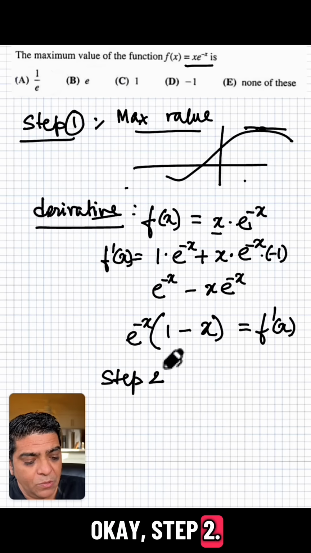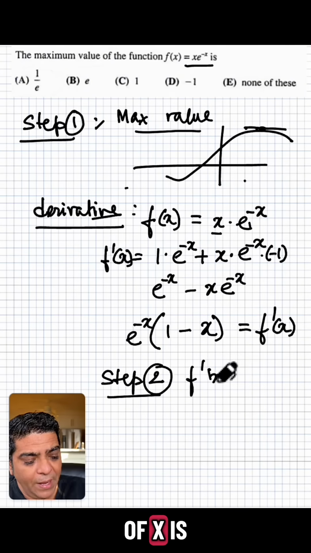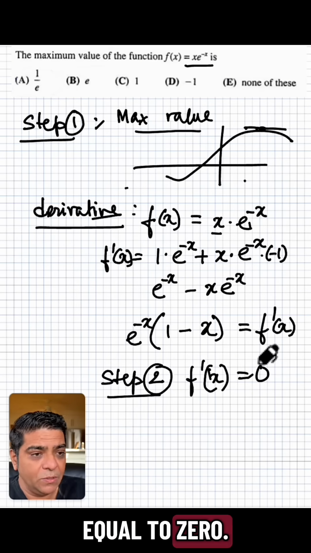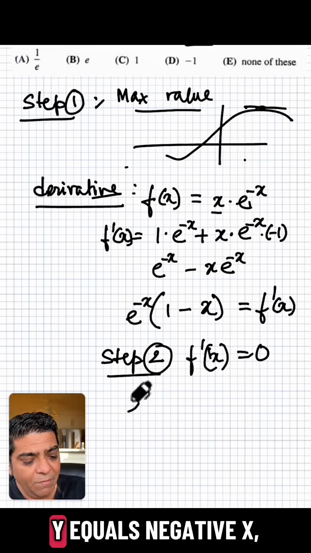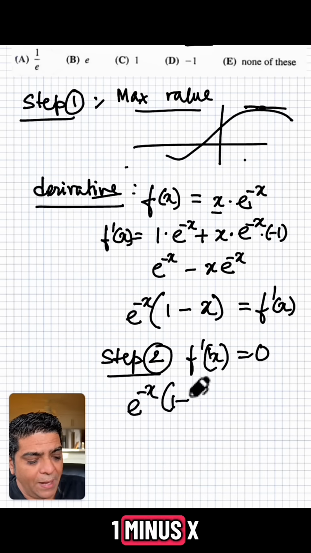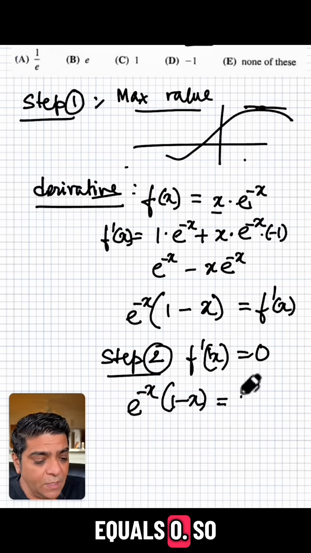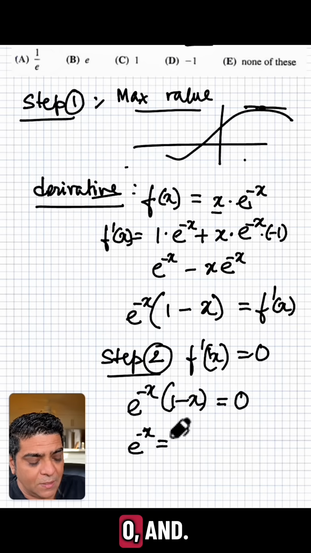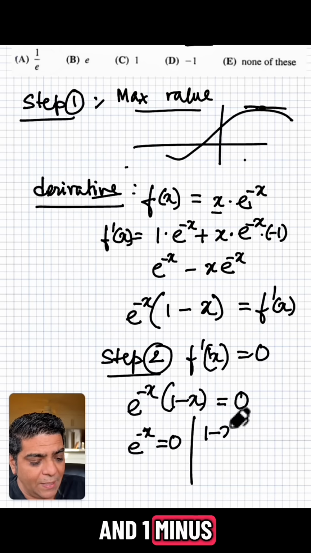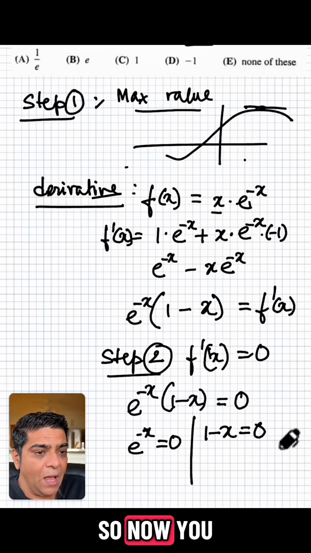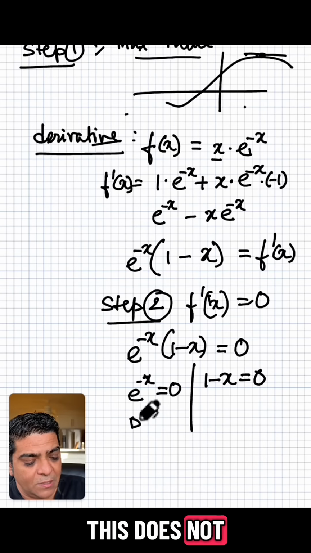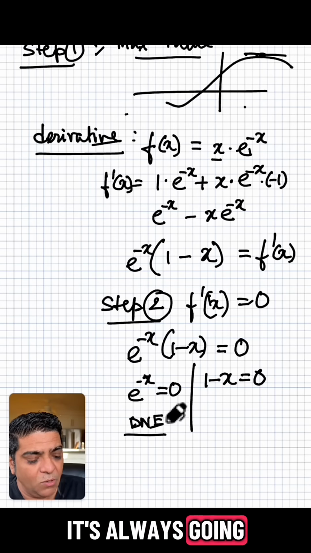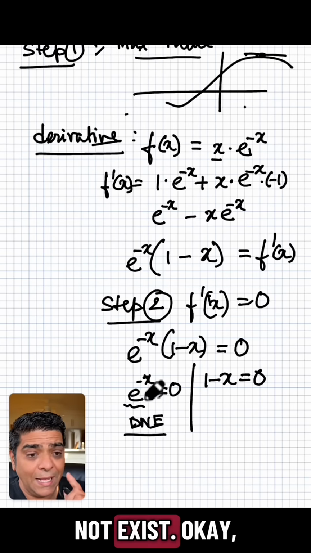Okay, step 2. f prime of x is equal to 0. So we have e to the power of negative x times 1 minus x equals 0. Now each of these factors is equal to 0: e to the power of negative x equals 0, and 1 minus x equals 0. Now you see that there is no real value for the first one. This does not exist. e to the power of negative x is always going to be positive. So this does not exist.